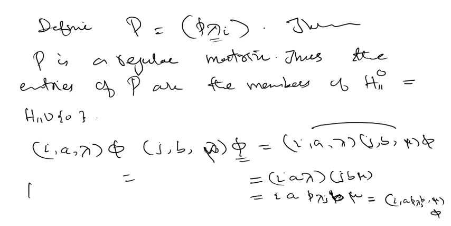Hence our S is isomorphic to which semigroup? It's isomorphic to the Rees matrix semigroup M0. And what are the parameters in this Rees matrix semigroup? The group is H11, the index sets are I and lambda, and this is the matrix P, which is a regular matrix.